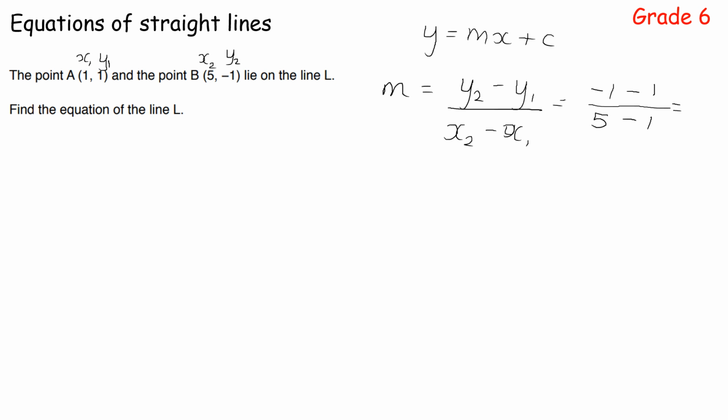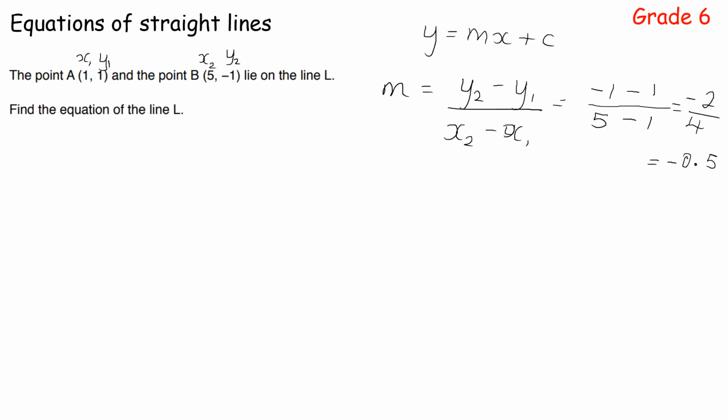I work that out. Minus 1 minus 1 is minus 2, and 5 take away 1 is 4. Okay, and that will simplify to minus 1 over 2, which is minus a half. I'm going to write that as minus 0.5, but you could leave it as minus a half. They are equal to each other.